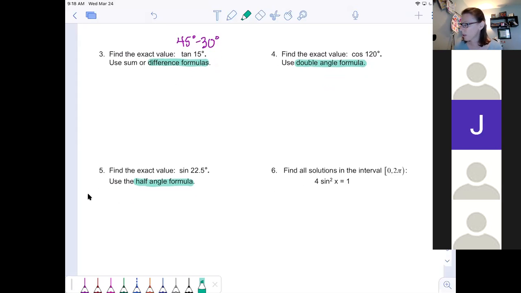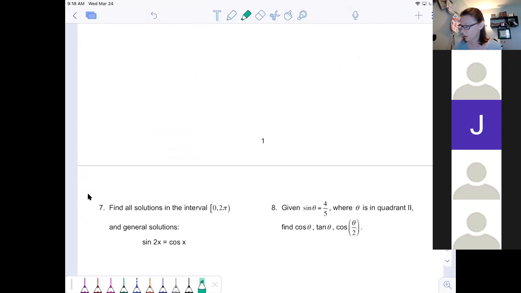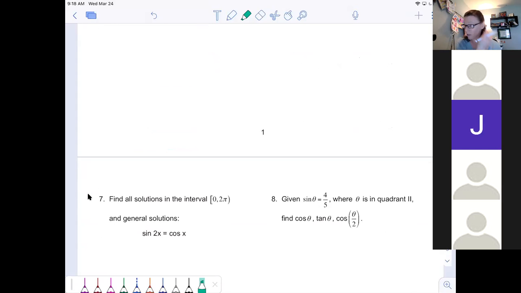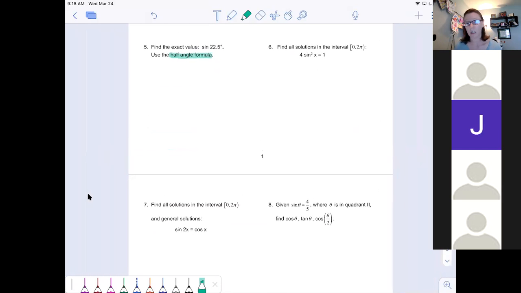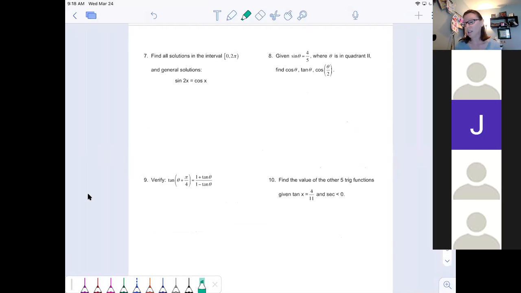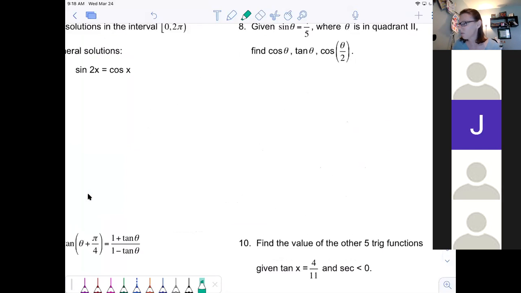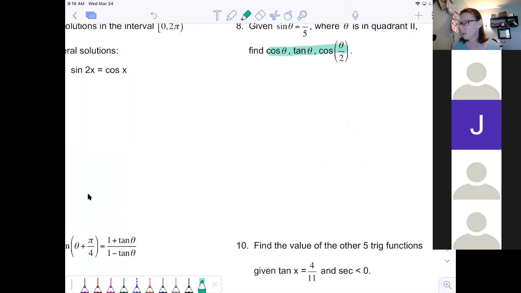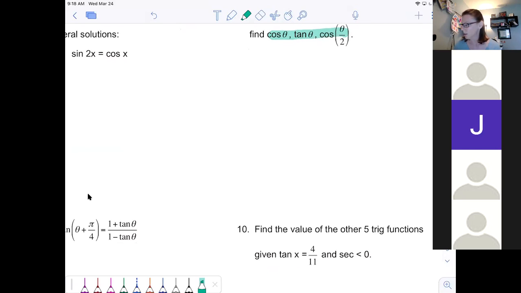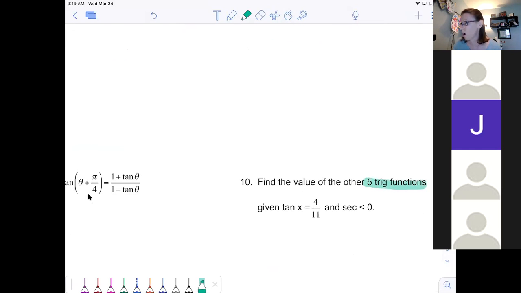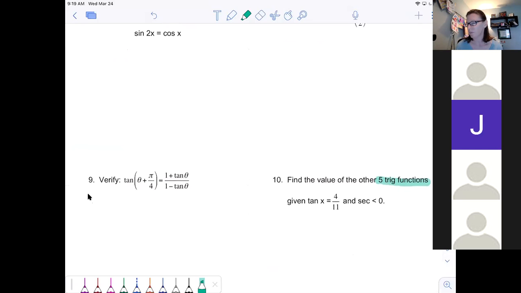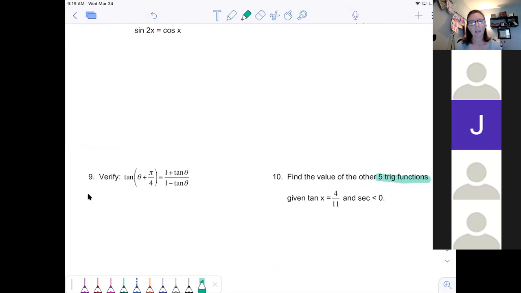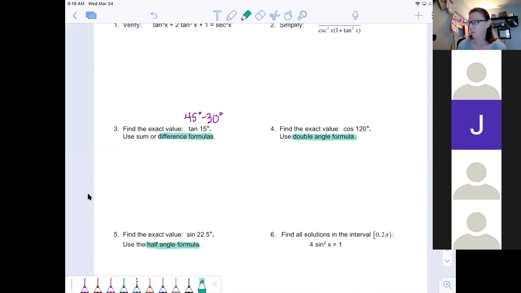Looking at number 6, you're finding the solutions for number 6. You're finding solutions for number 7. So 6 and 7, you're finding solutions. And then 8 and 10 are drawing triangles. And again, just finding what they're asking for. So find the cosine, the tangent, and the half angle. Or number 10 says find all 5 trig functions. So kind of a mix of problems from chapter 5.